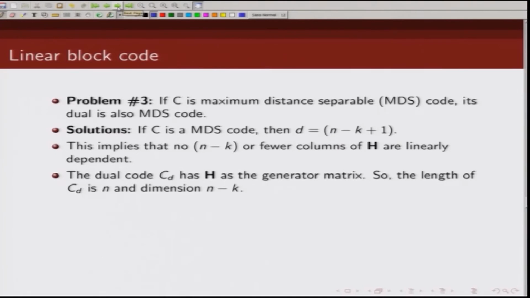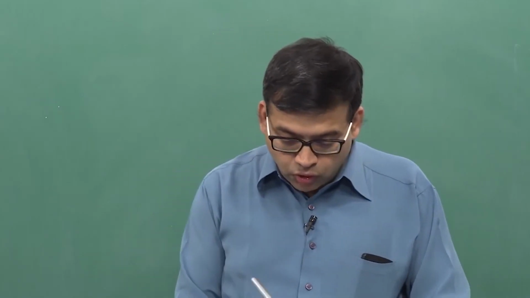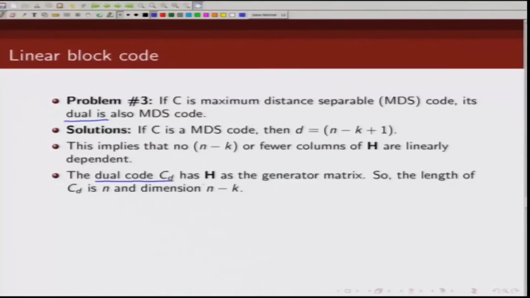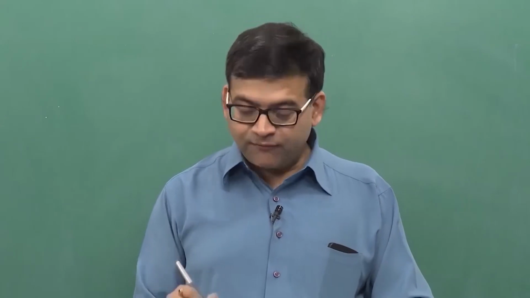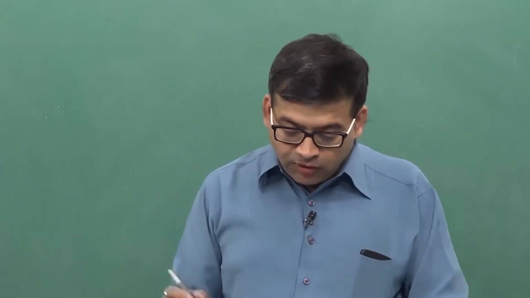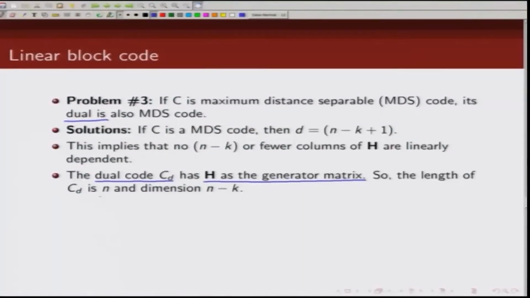Now, let us look at its dual code. What do we know about the dual code? We know that the generator matrix of a dual code is the same as the parity check matrix of the original code. So, for this dual code, H will be the generator matrix. This follows from the property of the dual code, and we also know the dual code word length should be n, and since this was an (n, k) code, the dual code dimension should be n minus k.